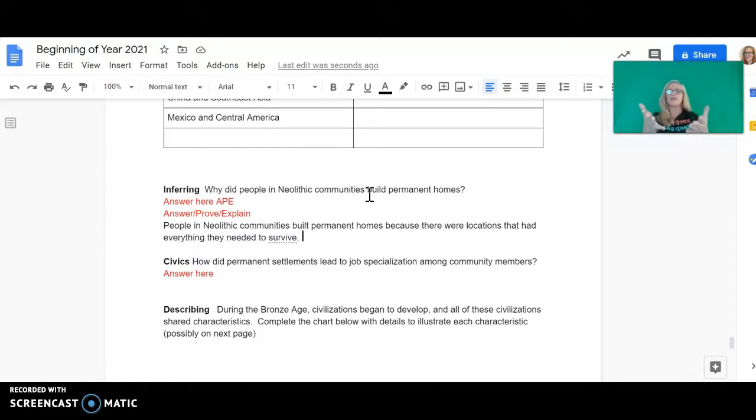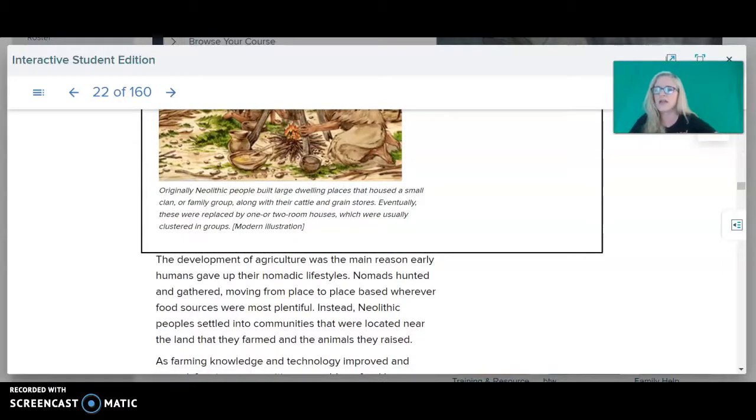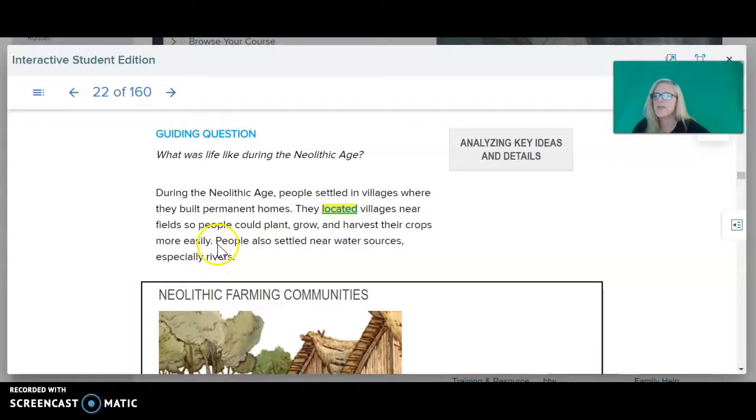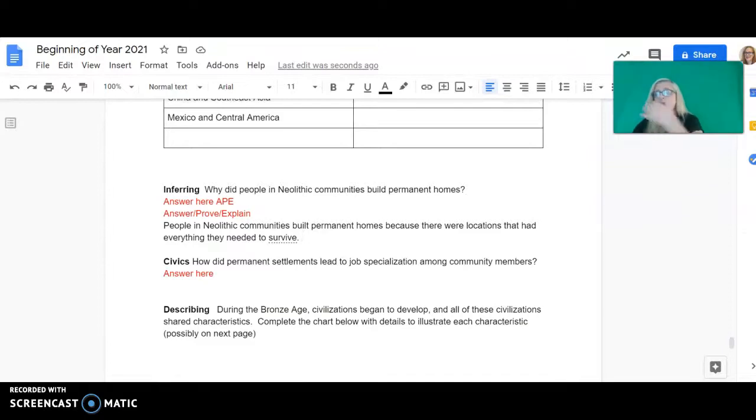Well, what did they need to survive? They needed food, and they've taken care of that through the agricultural revolution, right? They needed water, which is why most of these cities, and it says on the next paragraph, let me come over there so you can see it too. On the very next paragraph, it says most people settled near water sources, especially rivers. Most of these communities were by rivers. So we need to include that in our answer.